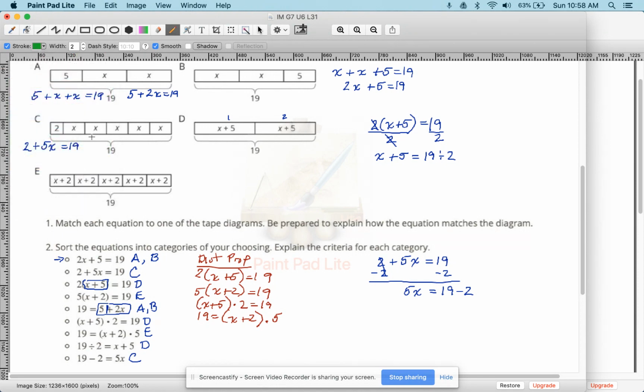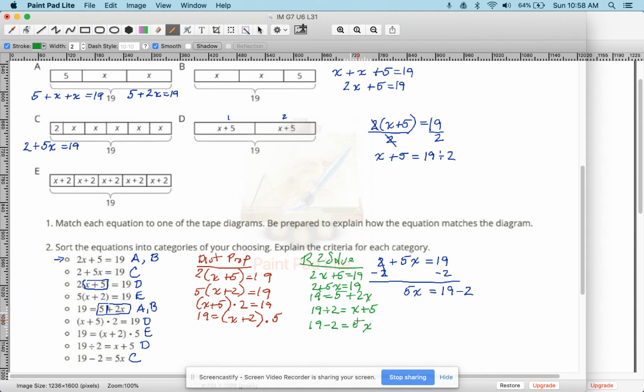The other group, I'm going to put in a different color. Let's use green. And these ones are ready to solve equations. So the equations that are ready to solve would be things I don't need the distributive property for, which would be 2x plus 5 equals 19. 2 plus 5x equals 19. The next two I'm going to skip. I've got 19 equals 5 plus 2x. And lastly, let's see, I've got 19 divided by 2 equals x plus 5. And I have 19 minus 2 equals 5 times x.